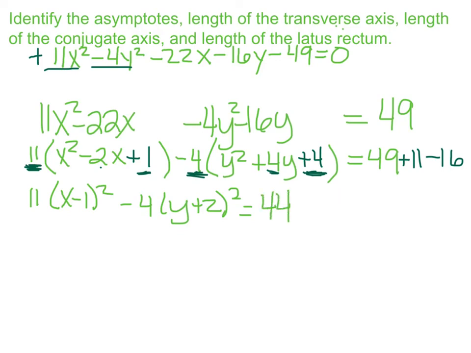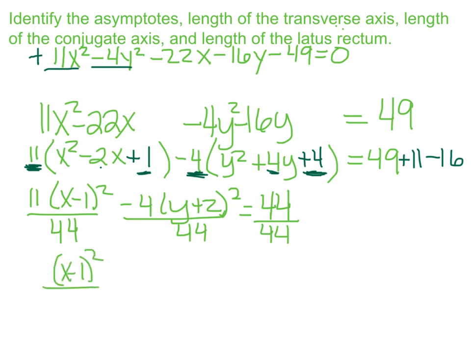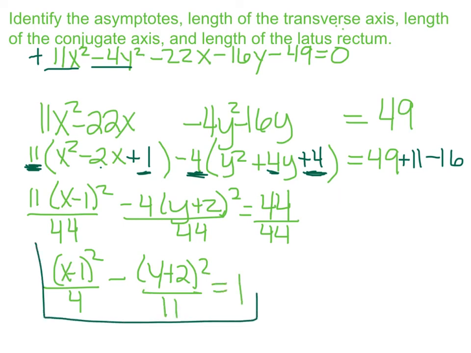But we know it's supposed to equal 1, so we're going to divide each group by 44. And we get 11 over 44 is 1/4, so x minus 1 all squared over 4. 4 over 44 is 1/11, y plus 2 all squared over 11. And then equals 1. So here is the hyperbola in standard form.